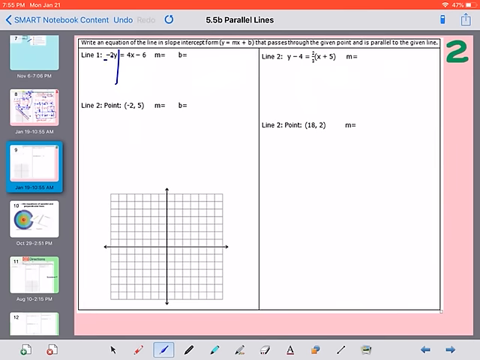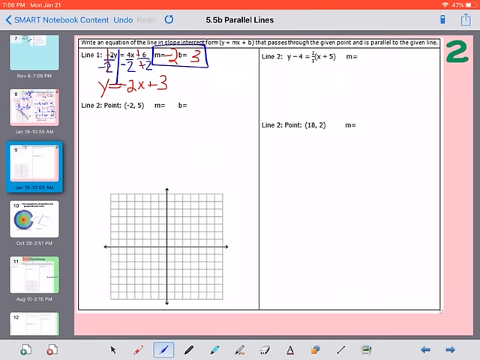The opposite of multiplying by negative 2 is dividing by negative 2, so divide both sides by negative 2. We end up with y equals 4 divided by 2 is 2, but it's negative, so negative 2x. And then a negative divided by a negative makes a positive, 6 divided by 2 is 3. So our slope is negative 2, and our y-intercept, or b, is 3. So there's our first piece of information.